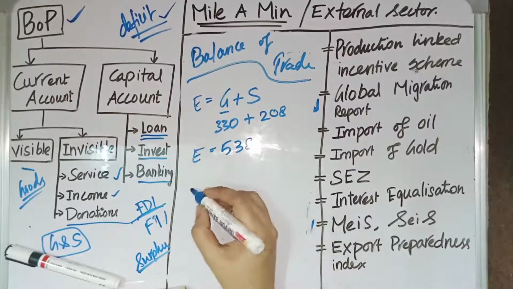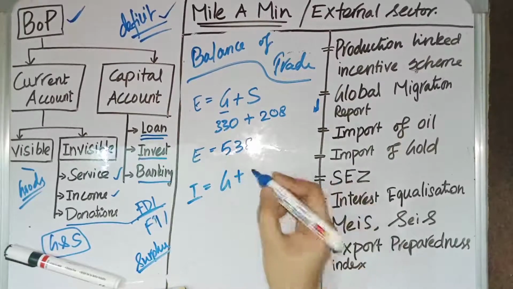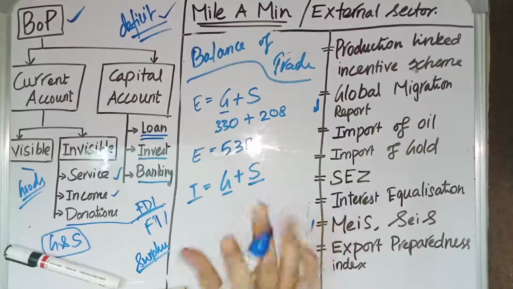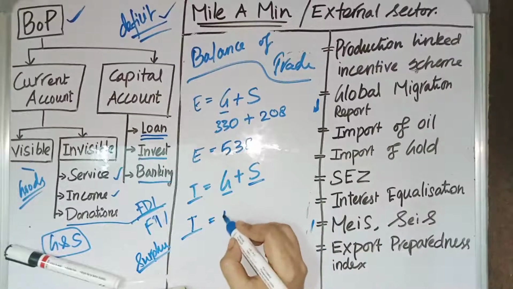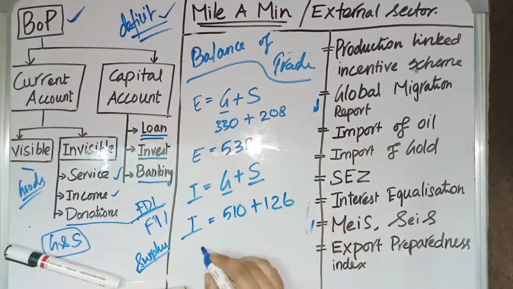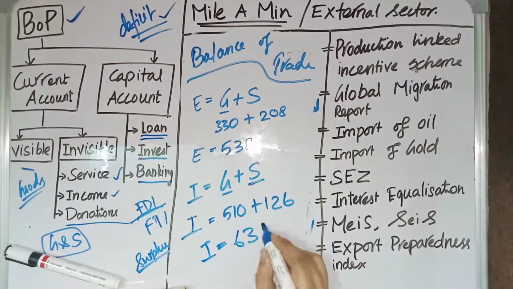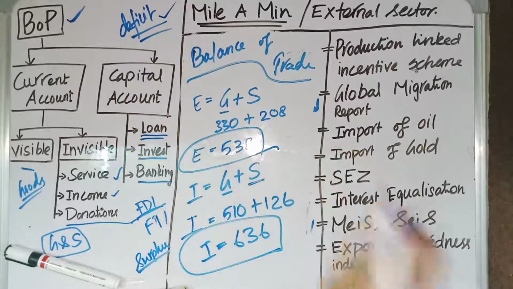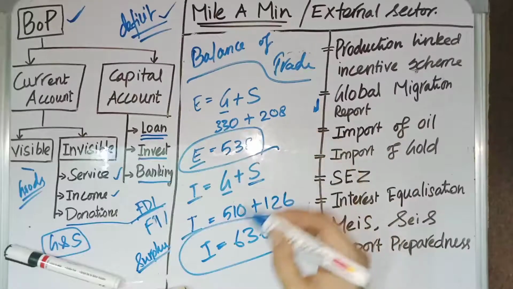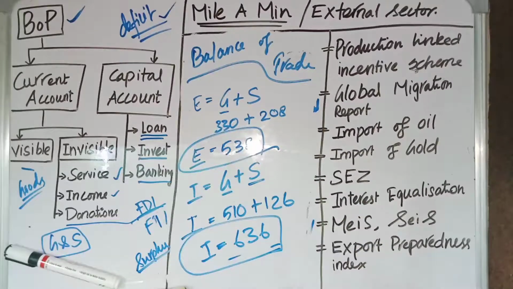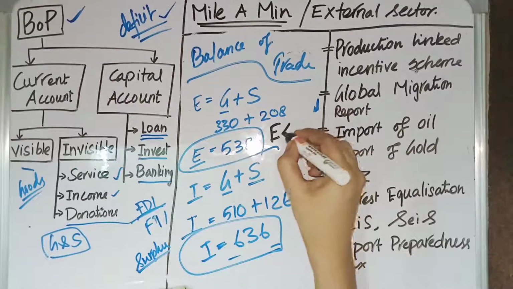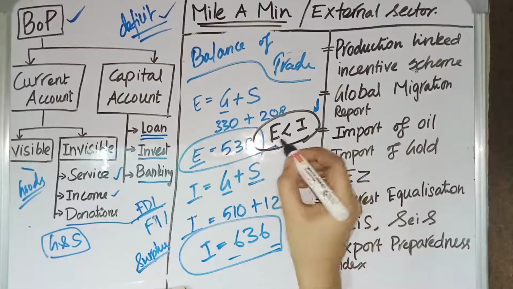And let us talk about imports. In import also we have both goods as well as services, which means the visible category as well as the invisible category is added. So in import we have 510 in goods, and in services we have 126. By summing this up we will get 636. So see, the amount of goods and services which we have exported is low compared to the amount of goods and services which we have imported. So it is simply E is lesser than I, which means the export is less compared to that of import.